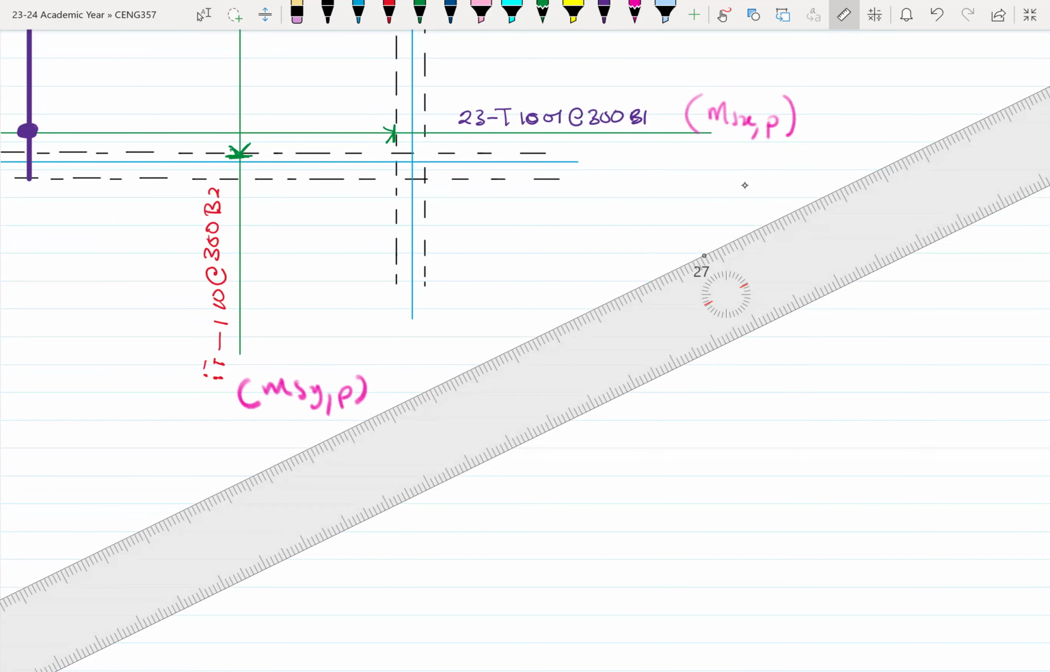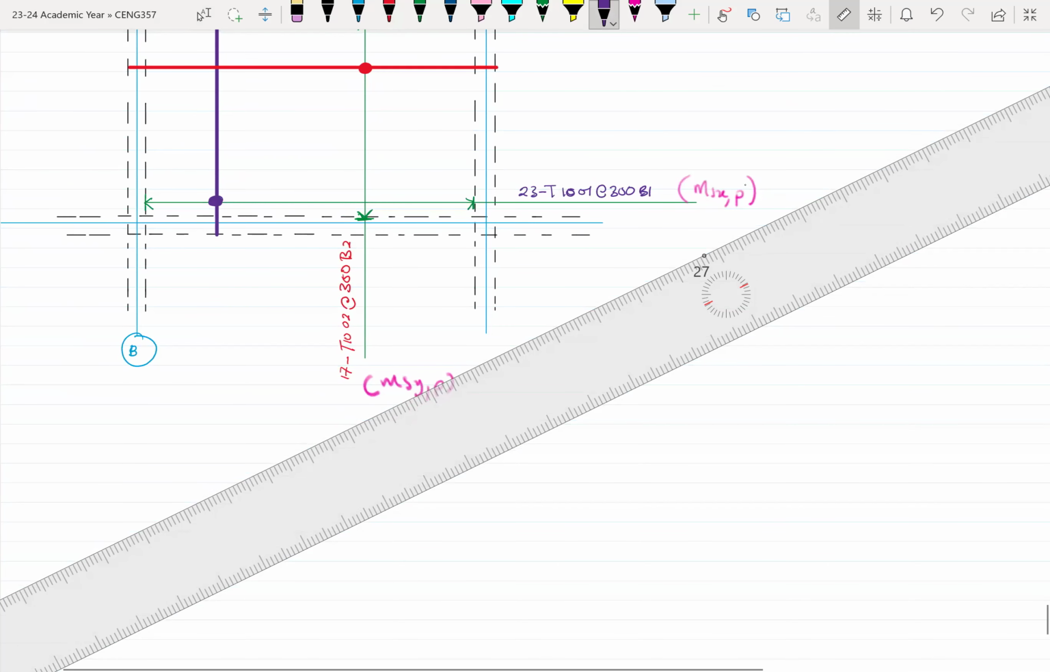So here, this one will be T10, bar mark 02. Then there are 17 of them. All right, so I think this should work. Okay. Now let's look at the over the support.